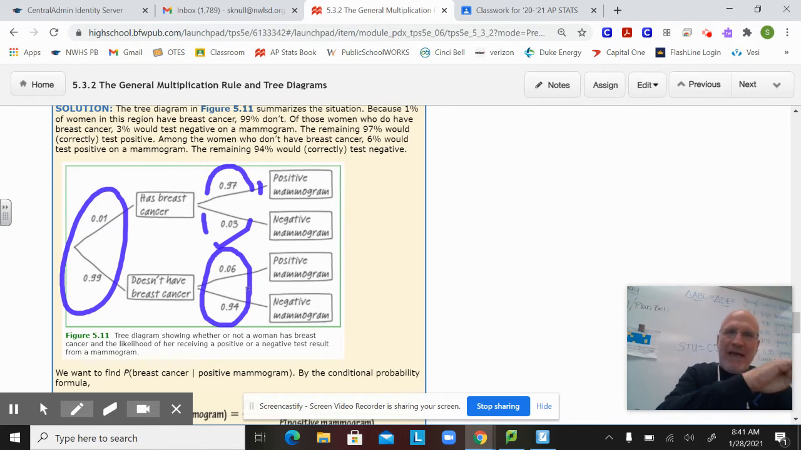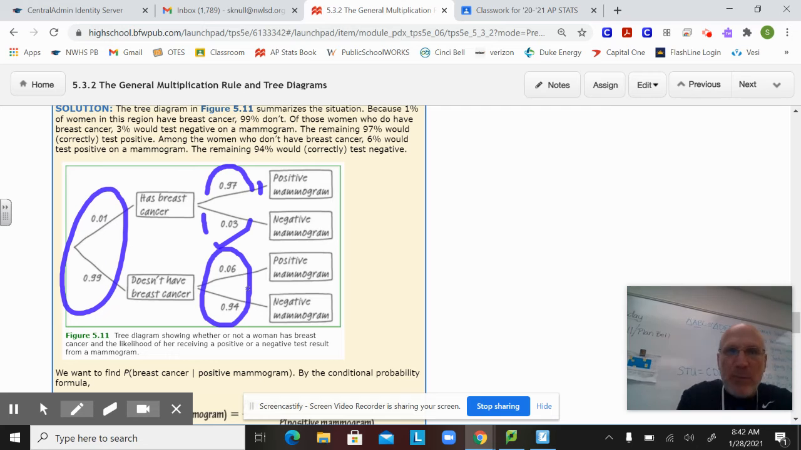We have has breast cancer positive, has breast cancer negative, doesn't have breast cancer positive, and doesn't have breast cancer negative. To find any of those probabilities, you are going to multiply the probabilities along the path.